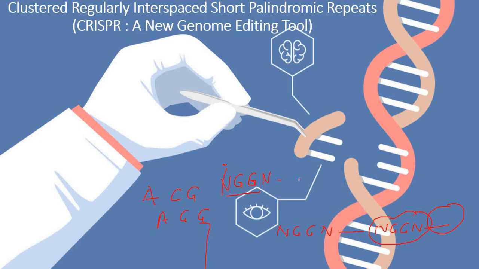And what happens after these palindromic sequences? There is a spacer molecule, and then again there will be the palindromic sequence. So this is the palindromic repeat, this is the spacer molecule, and this is again the palindromic repeat. So you can see the short palindromic repeats contain spacers in between and are clustered regularly, and that is why the full form of this technology is CRISPR, clustered regularly interspaced short palindromic repeats.